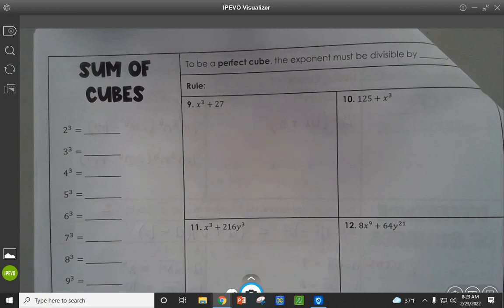Yesterday we did difference of squares. So it was a subtraction problem and we had two perfect squares. Today we're going to do sum and difference of cubes. So there is no sum of squares. There's only a difference. It only works if there's subtraction. But if we have two perfect cubes, we have a formula for when there's a plus sign between them and a formula for when there is a minus sign between them.